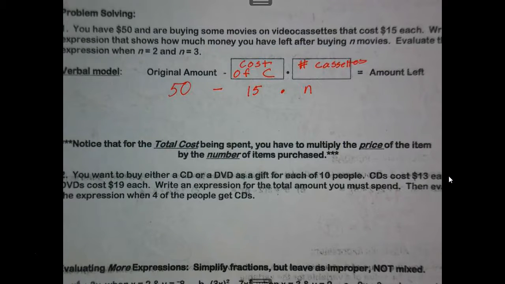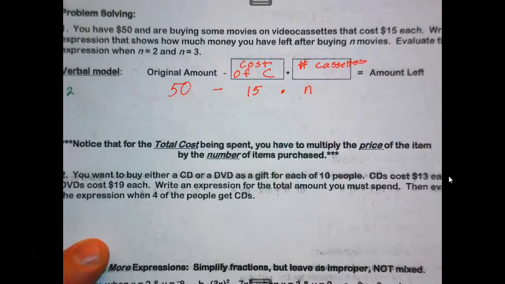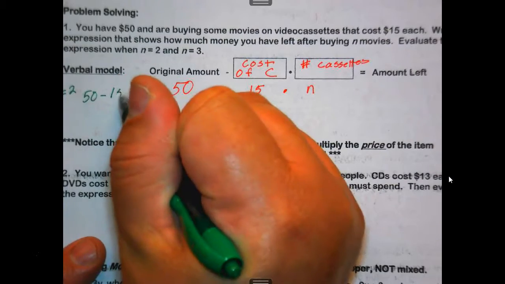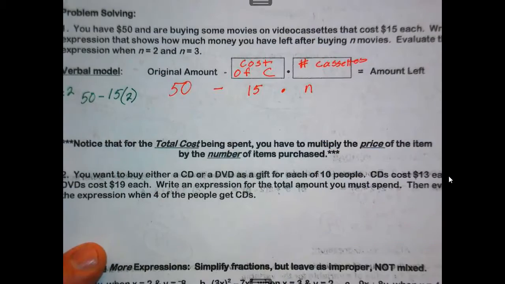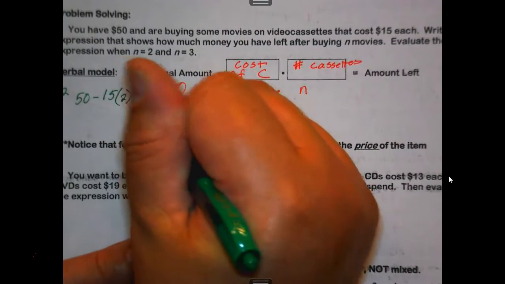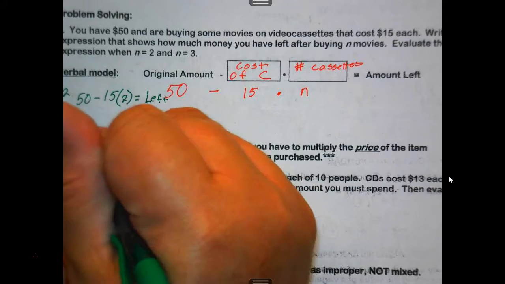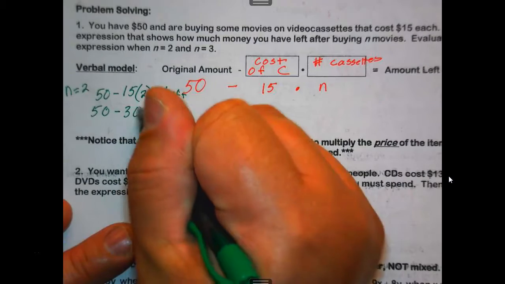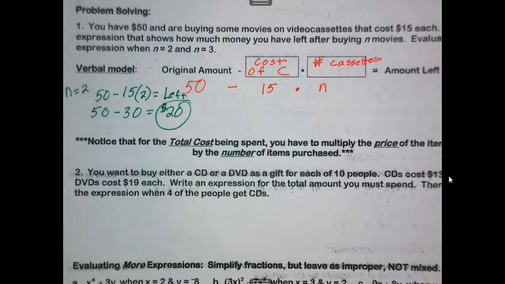Then part two says evaluate when n equals 2. So I have $50 minus my 15 times n, and this time my n is 2. That's going to equal what I have left. So just figure out what it is: 50 minus 15 times 2. 15 times 2 is $30, which leaves me with $20 left. Easy peasy, right?